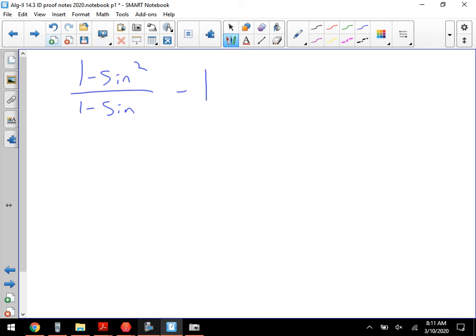Wait, can you just leave it? Wouldn't it be cosine squared over? Why? Whoa. You can't. No, there's no parentheses. But you're kind of on the right track, though.